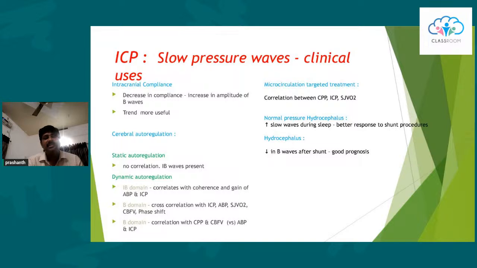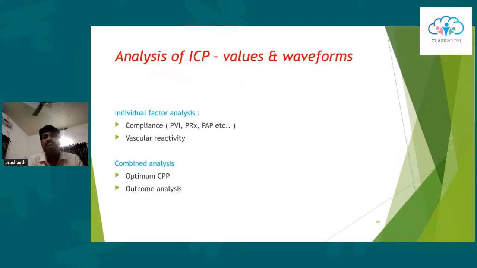Now, again, there's another way of assessing the ICP, that is by looking at the independent individual factor analysis. So the most commonly used factor analysis here is the ventricular compliance or the pressure volume relationship. And the other thing is the vascular reactivity to the changes in ICP. Then there's another way where you look at the combined analysis, where you look at two variables in a time or frequency domain and come to a conclusion.